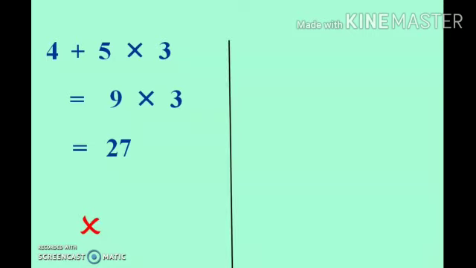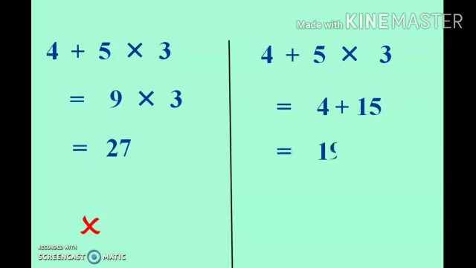So if we apply BODMAS to this problem, first we will search for brackets. There are no brackets. Second, of. There is no of also. Third, we search for division. There is no division also. Multiplication is there, so multiplication should be done first. So we get 5 3s are 15. Next we have to do addition. So 4 plus 15 is equal to 19. So 19 is the correct answer. You can check with the calculator also.